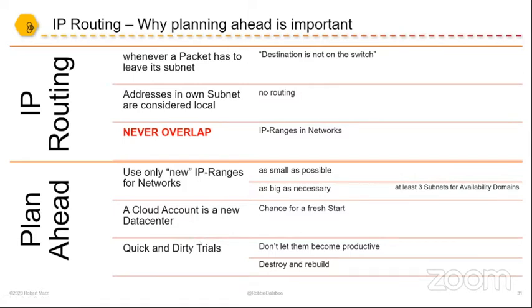And there will be a lot of quick and dirty trials. So if you're playing around with your cloud account, just spinning up a couple of virtual machines, setting up a couple of networks like I did with just some random IP address ranges, don't let those become productive. It is very easy in the cloud to tear down installations and set them up again. Do this, and do this in a proper way so that you don't get a headache afterwards.